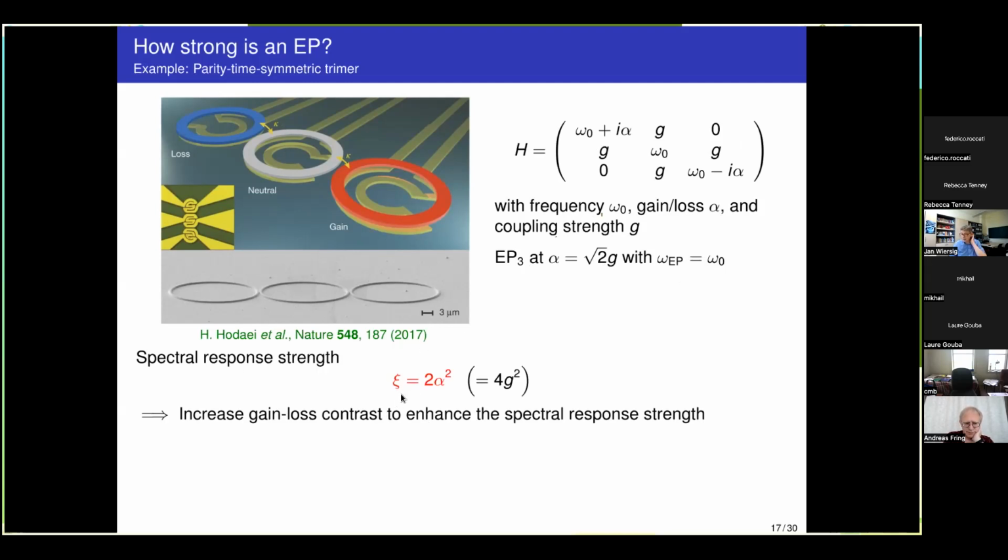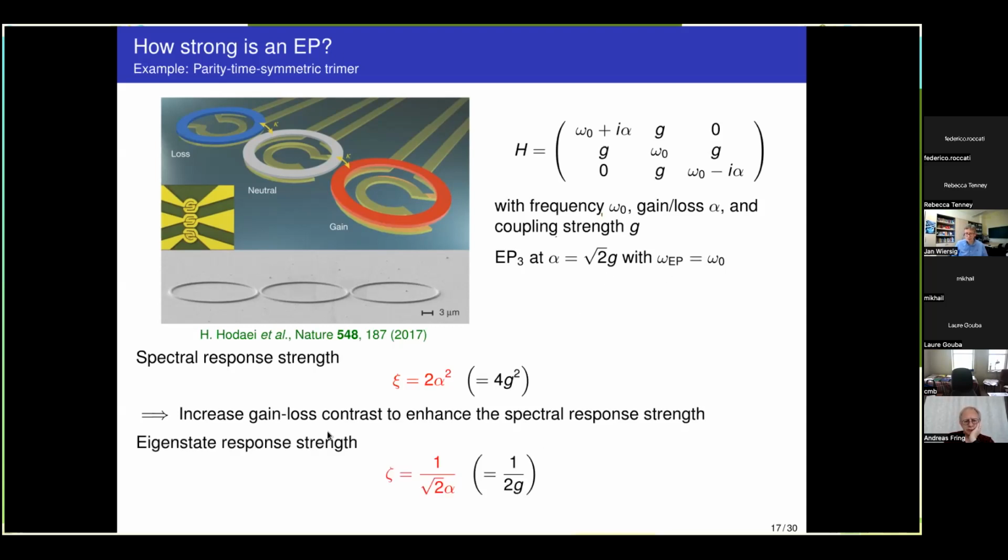response strength psi is 2 times alpha squared. That means if you want to enhance the spectral response strength here, you have to increase the gain-loss contrast. At the same time, of course, you also have to increase the coupling strength, because you want to stay at the exceptional point.